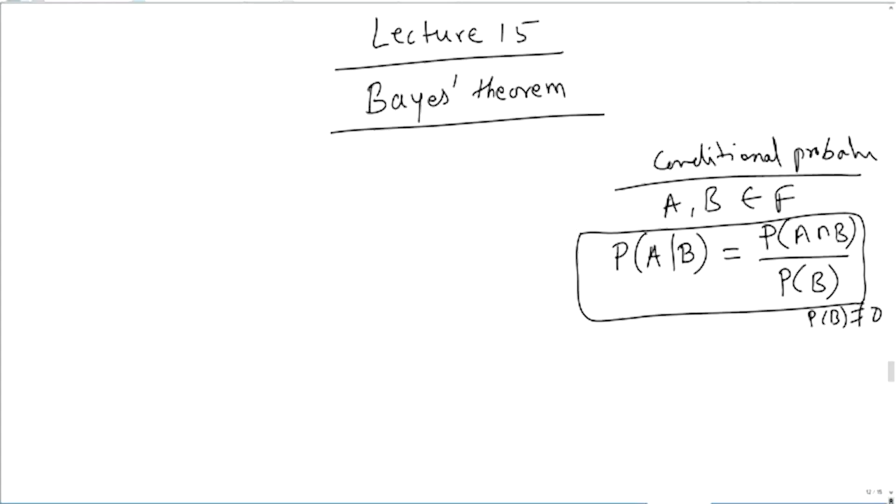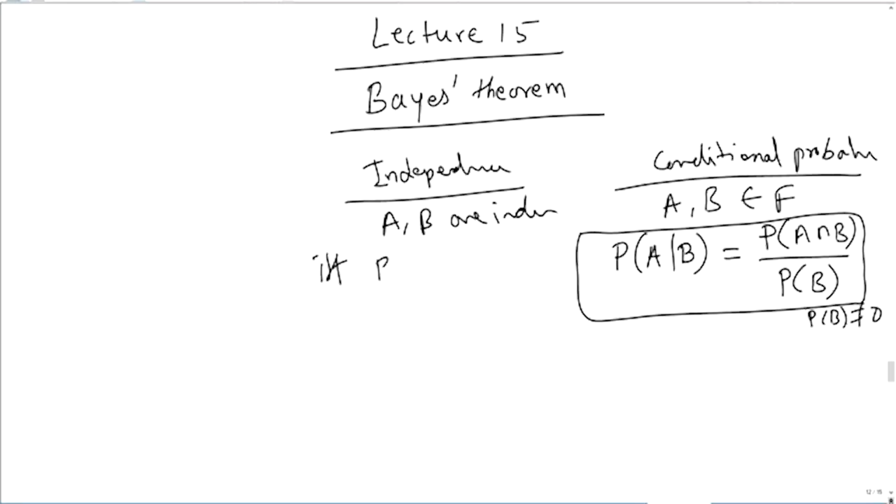We also discussed independence of events. Independence of events implies that probability of A given B is equal to probability of A. A and B are independent if probability of A intersection B is equal to probability of A times probability of B. You can say vice versa as well. If A and B are independent, then this should hold.